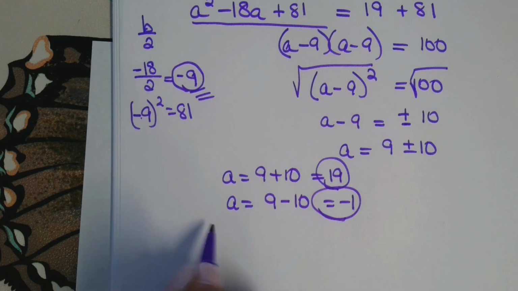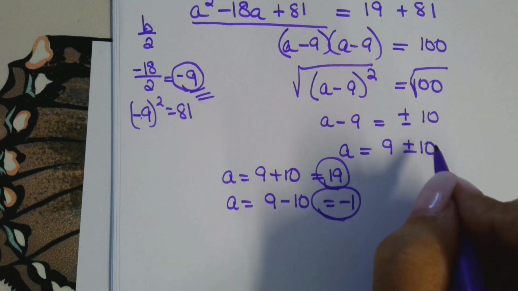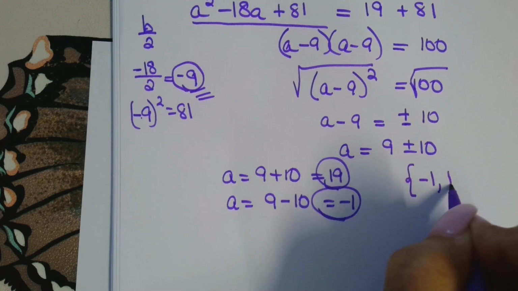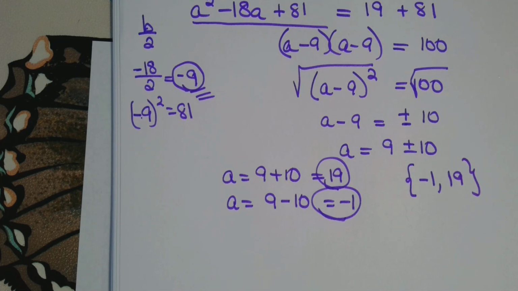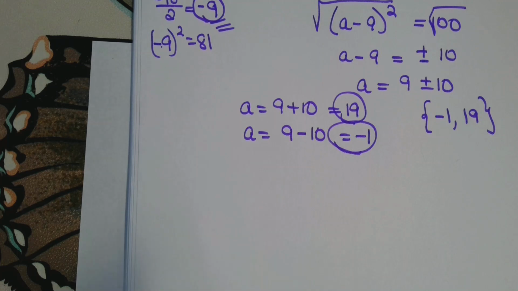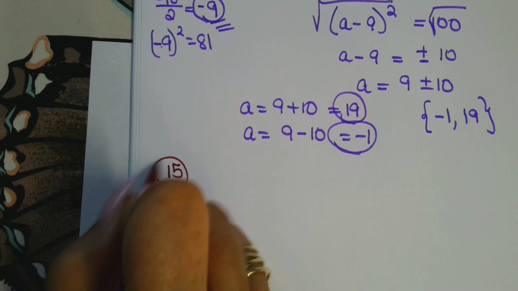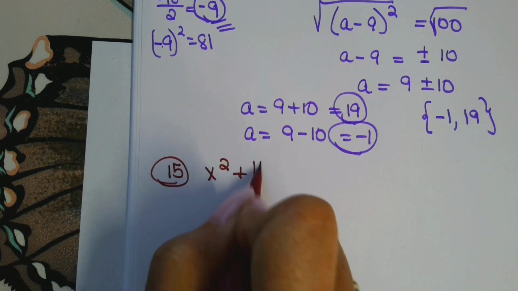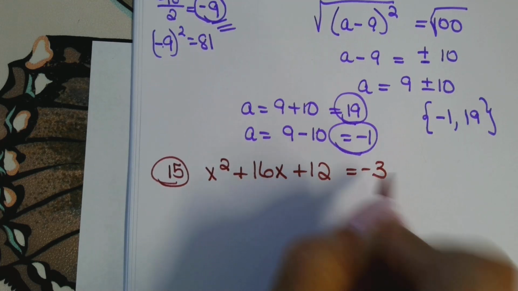Okay? So on the test, well, the test is going to be multiple choice, but sometimes it'll be written like this, negative 1, 19, the set of numbers negative 1 and 19 as the solution set. Okay? Let's take a look at 15. We have x squared plus 16x plus 12 equals negative 3.